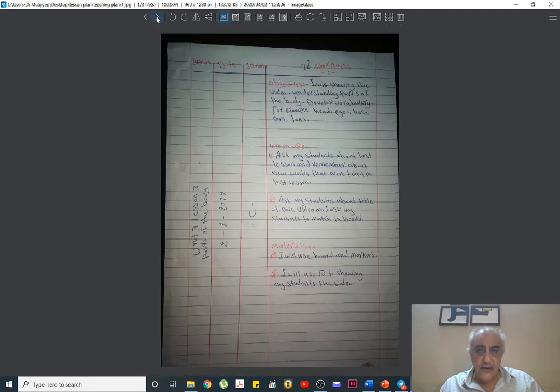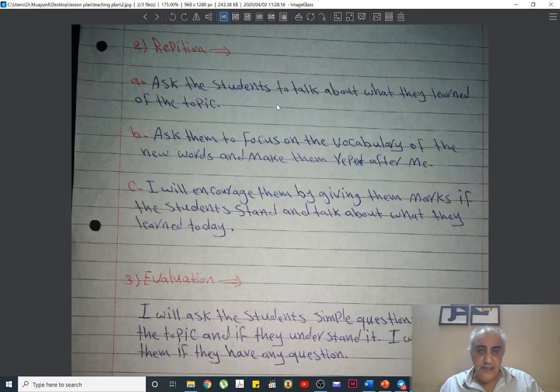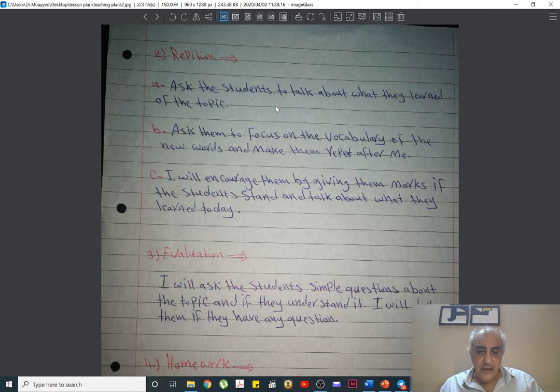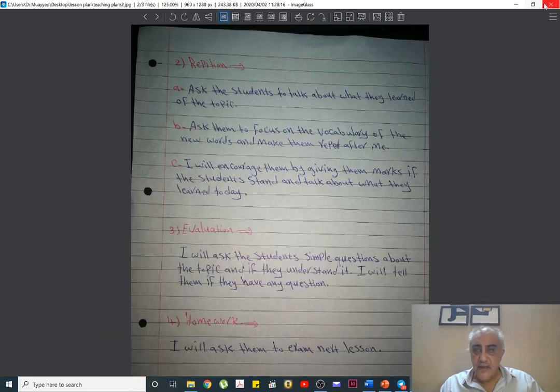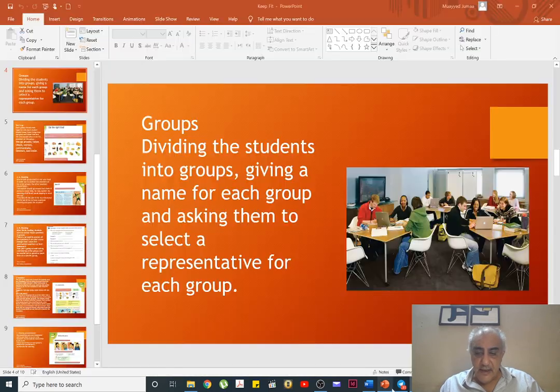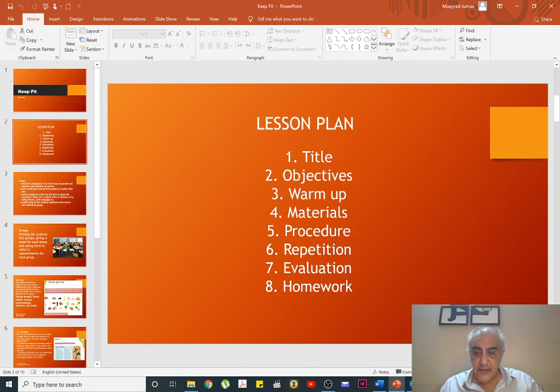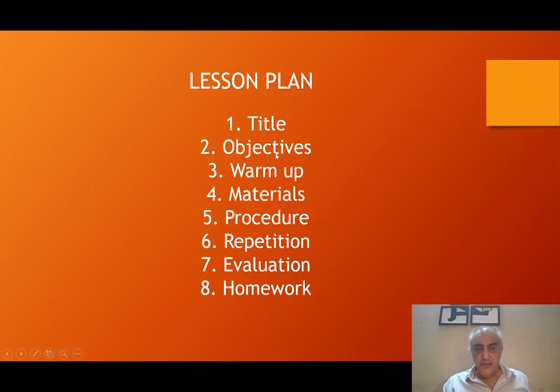And then you go to repetition and evaluation, okay? All right, so repetition and evaluation. Now, generally speaking, you have to mention something like this. All right, title, the objectives, the warm-up, the material, the procedure, repetition, and evaluation. So you start your report by writing the lesson plan. This is the lesson plan. You write it in this sequence, okay?